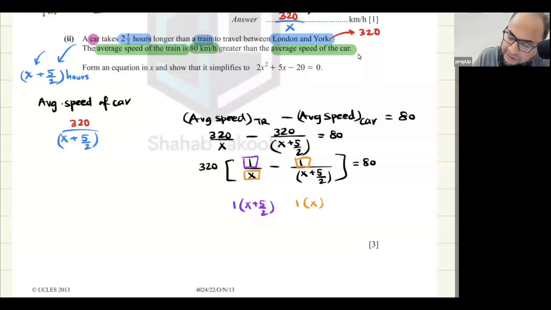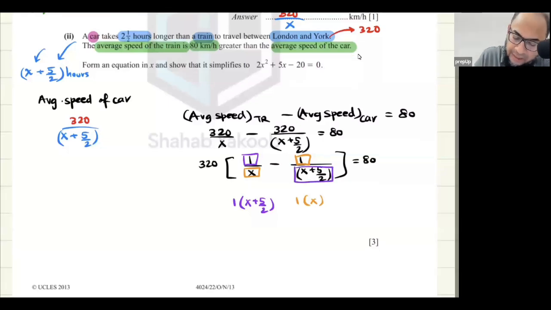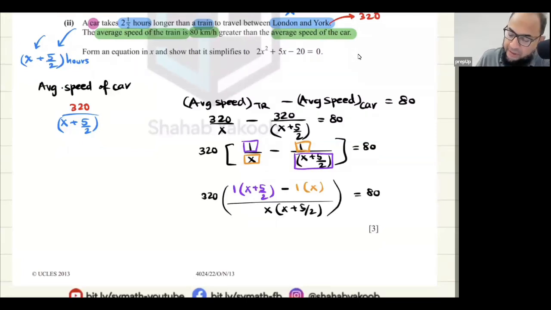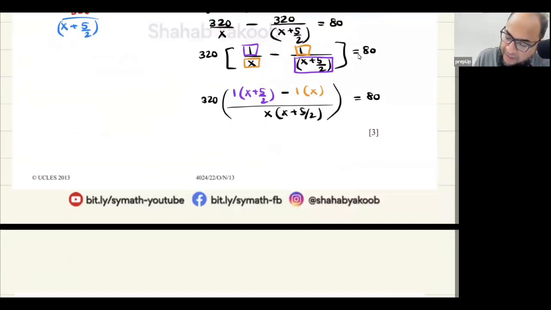I'm just using the fractions, and this thing is multiplying with this. All good, all clear? There is a negative sign in the middle. And the LCM is x bracket x plus 5 over 2. Remember, there is a 320 on the outside. There is an 80 over here. Now, if I divide, what happens? So this 1 into x, 1 into 5 over 2, 1 into x, the x will cancel out. So I'm left with 5 over 2.